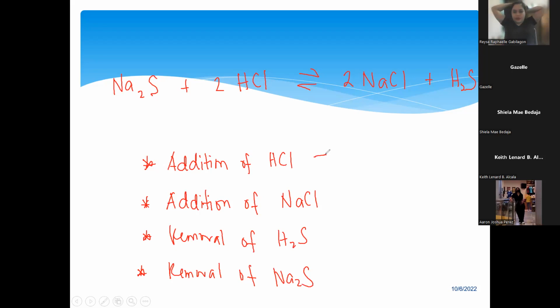Kayo muna. Addition of HCl. We have here the reaction on the screen. Sodium sulfide plus 2 moles of hydrochloric acid yielding 2 moles of sodium chloride plus hydrogen sulfide. Hindi siya magbe-base sa subscript, hindi din siya magbe-base sa coefficient.